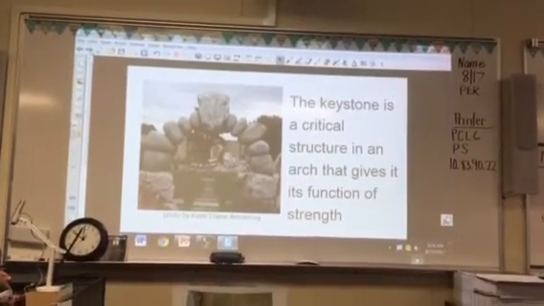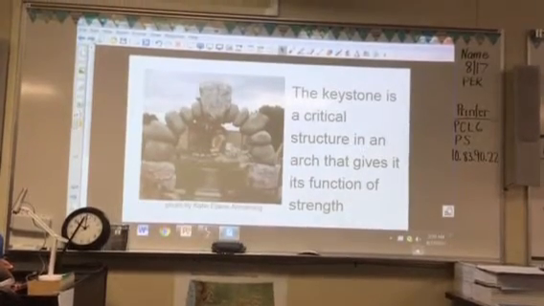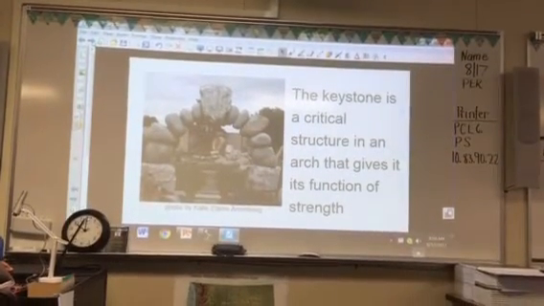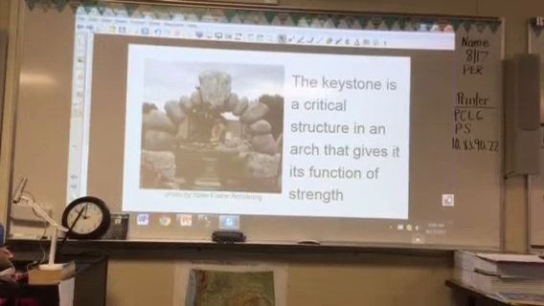Of course, without proper structure or a certain structure, it may not function. So they're both related, okay? Structure and function.